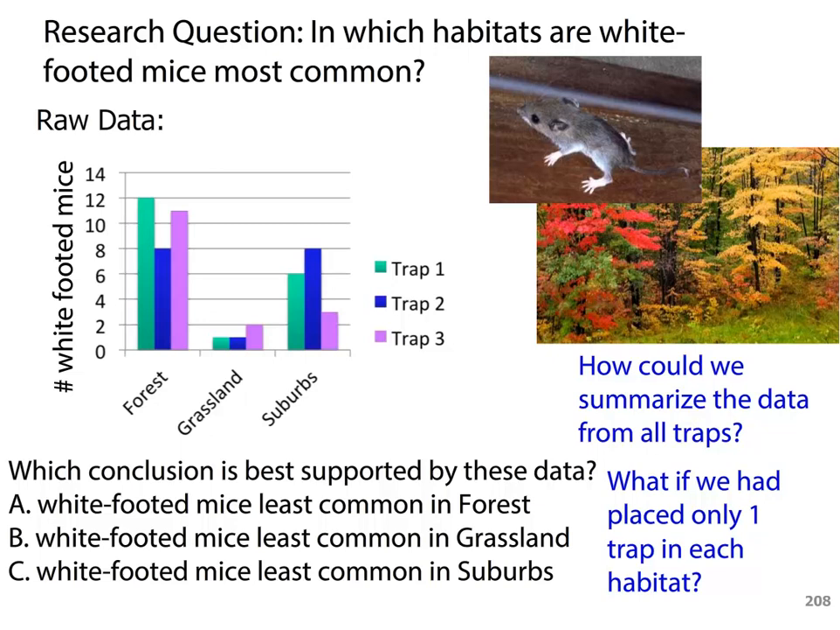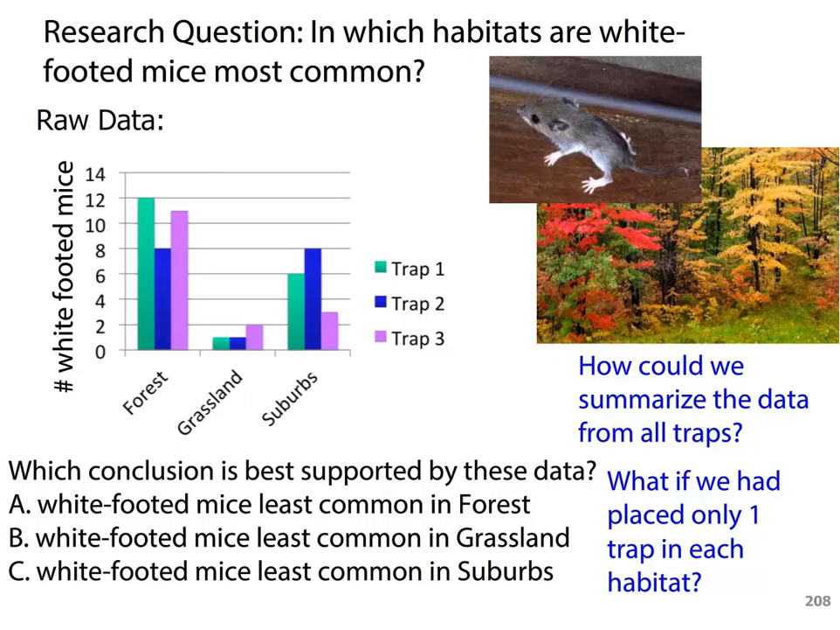Then you look at the levels. Okay, so look at the forest. How many mice were found? Look at the grassland. How many mice were found? Look at the suburbs. How many mice were found? Given that information, you should feel pretty confident that you know what these results suggest. Okay, so summarizing the data from all the traps is best done in a graph like this.